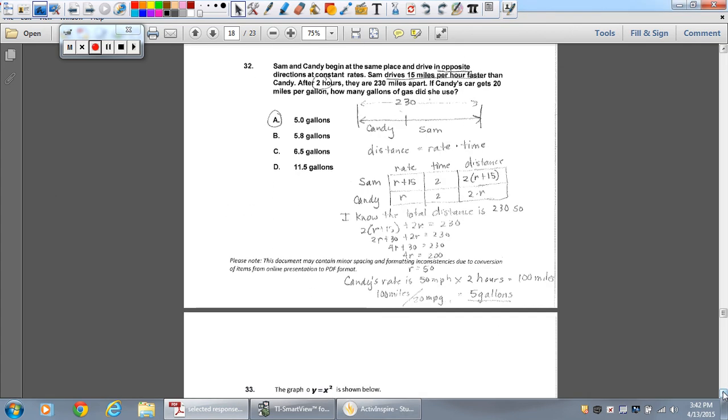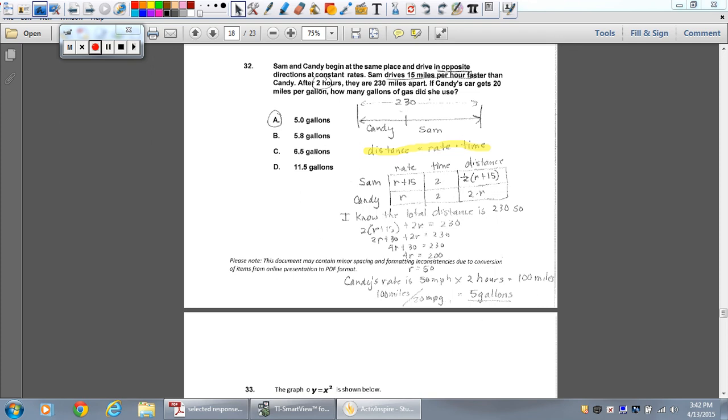You want to know the general formula, distance equals rate times time. And once you have that, draw a picture. I always would, to help me keep these kinds of problems straight. Sometimes they'll be going in the same direction. In this case, they're going opposite directions. And so it said that Sam's rate was 15 more than Candy's, so that's where I have the R plus 15 in the R. Their time was the same. They both started at the same time and started running.